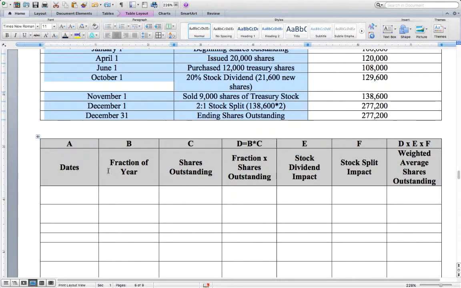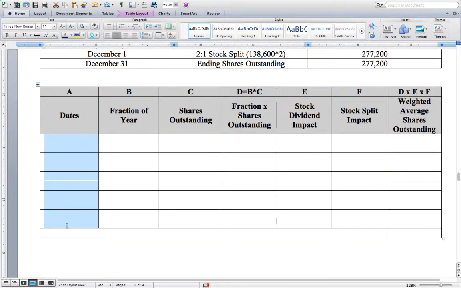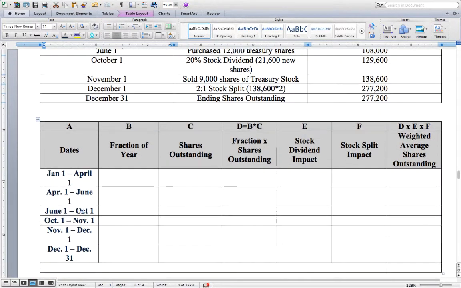First, we know the dates. So using this information, we know that from January through April 1st was one time period because January was the beginning of the year, April is when the next transaction happened, then June, then October, November, December, and then December 31st. So as you can see, all this is broken out by the dates, period ranges throughout the year in which we're going to have to calculate certain components to get to the weighted average shares outstanding.